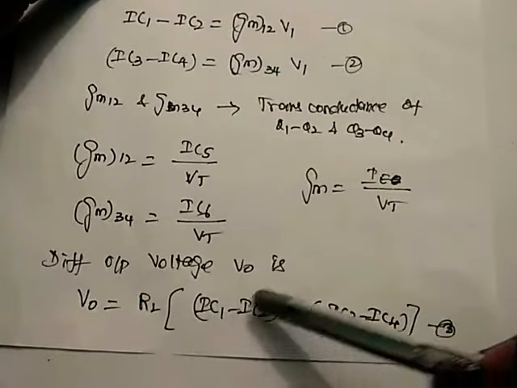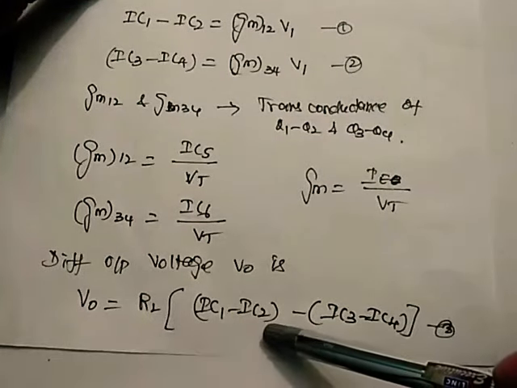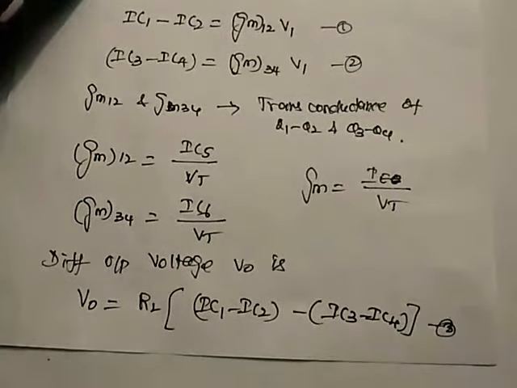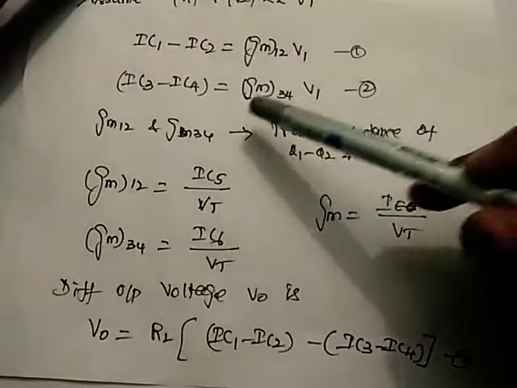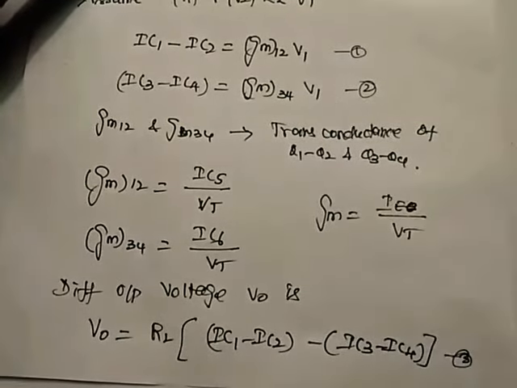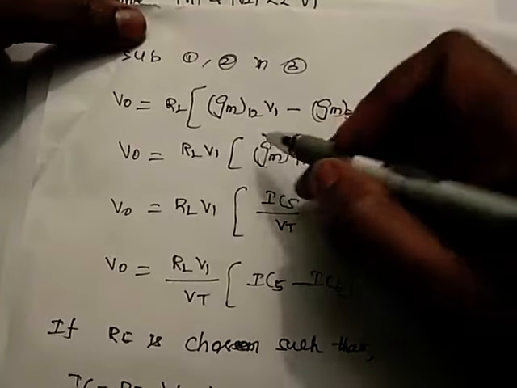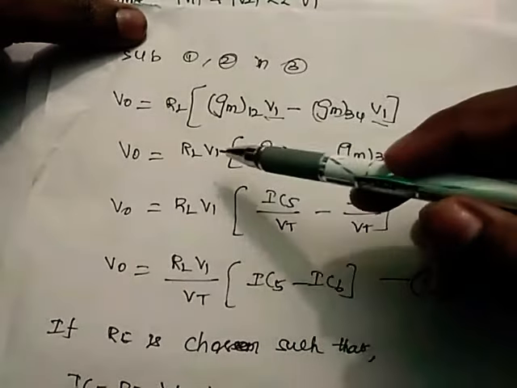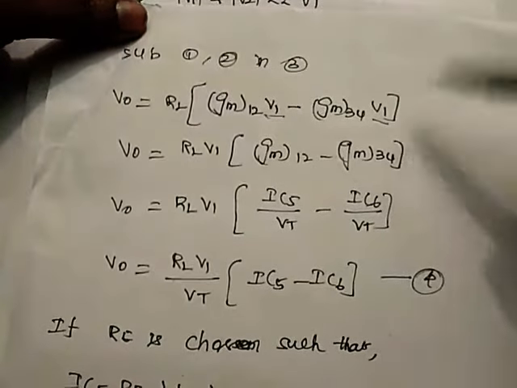So the differential output voltage V0 can be written as V0 is equal to RL into (IC1 minus IC2) minus (IC3 minus IC4). We already know the IC1 minus IC2 value is GM1 into V1. Just substitute in this equation and replace IC3 minus IC4 with GM into V1. Now in this expression V1 is common, so we can take it outside. The remaining value is V0 is equal to RL into V1 into (GM12 minus GM34).